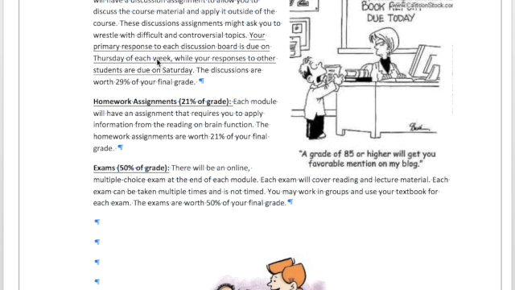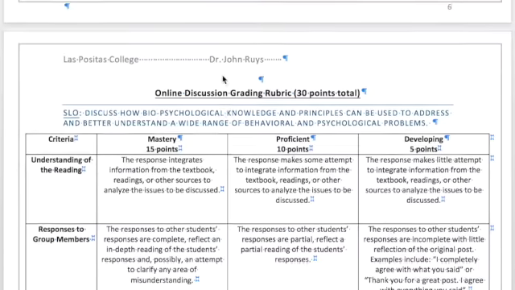One thing I forgot to mention: these discussion assignments, your initial response is due on Thursday, and then you have to respond to your other classmates. Those are all due on Saturdays, okay, at 11:59. Everything in here is due at 11:59 at night. All of your homework assignments and exams are due on Saturdays at 11:59. Your initial discussion posts are due on Thursday. Your responses to your classmates are due on Saturday, okay?